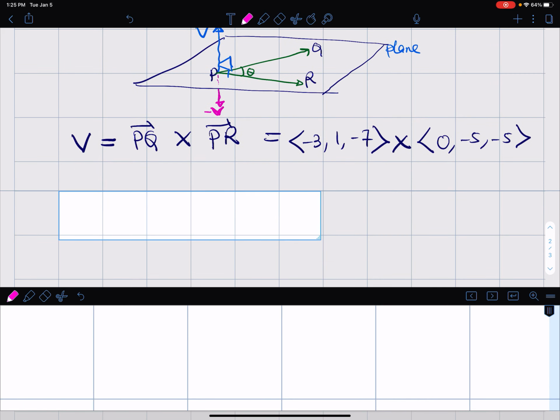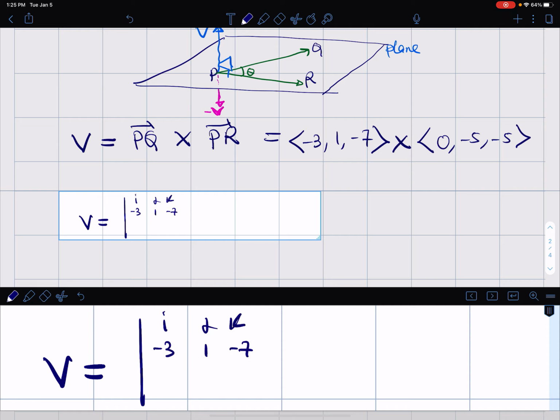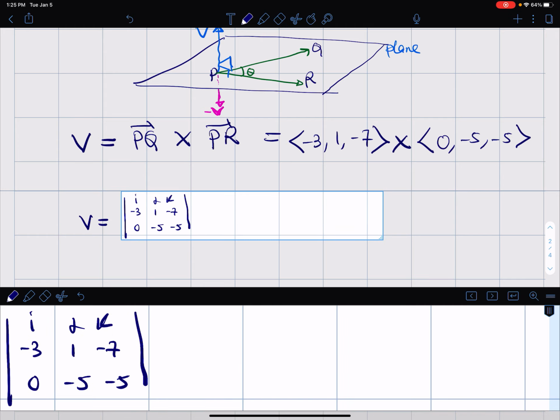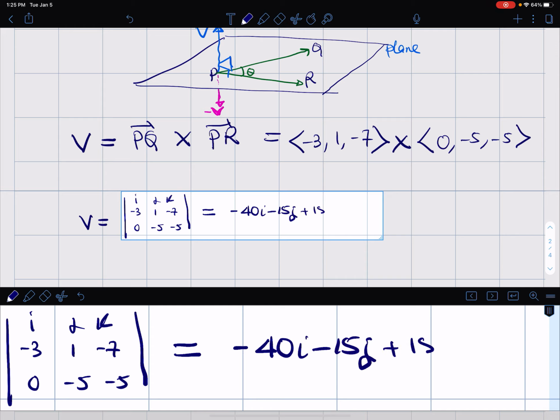All right, so V is a cross. So if you do this, you get i, j, k. You have -3, 1, -7. They have 0, -5, -5. I did this. I want you to verify my answer. I got -40i minus 15j plus 15k. Okay. Let's proceed.